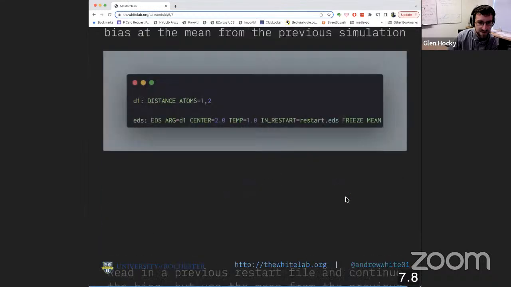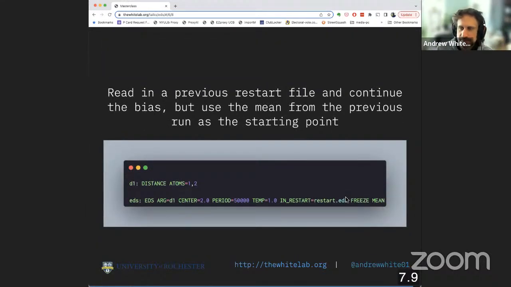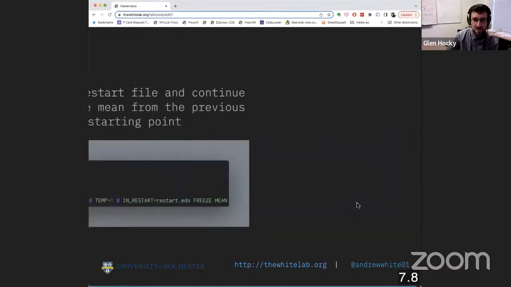What's the difference here, Andrew? This one basically restarts EDS with the mean of the previous one. Oh, I think it's not supposed to have freeze here, but it's probably what you maybe mean something like that. Yeah. Okay, so take out freeze. Sounds good. Okay, so those were our examples.